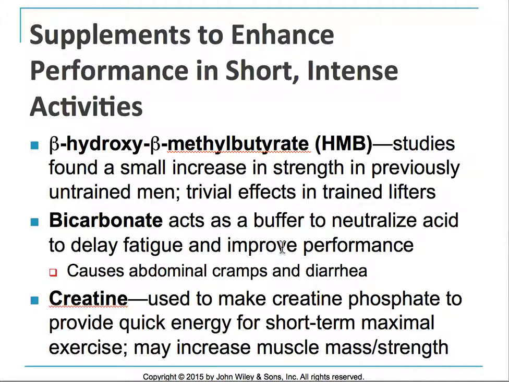The next, bicarbonate, acts as a buffer to neutralize acid to delay fatigue and improve performance. It also can cause abdominal cramps and diarrhea. Last, creatine is used to make creatine phosphate to provide quick energy for short-term maximal exercise, and there's been some evidence to show that it may increase muscle mass and strength.